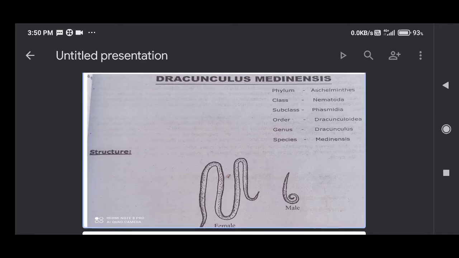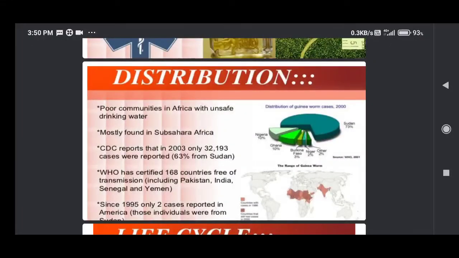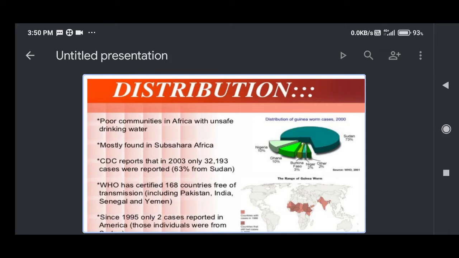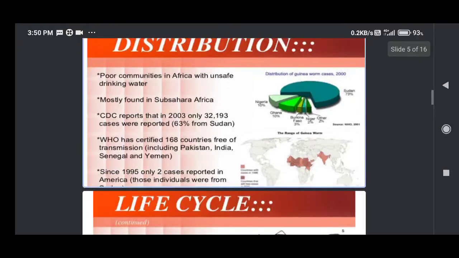Next, life history. Distribution: this parasite is present in poor communities in Africa with unsafe drinking water, in poor South American countries and some Asian countries, and is mostly found in sub-Saharan Africa. The CDC reports that in 2003, 32,193 cases were reported in Sudan, and the World Health Organization certified 168 countries free from transmission, including Pakistan, India, Senegal, and Yemen. In India, there is no Dracunculus medinensis.